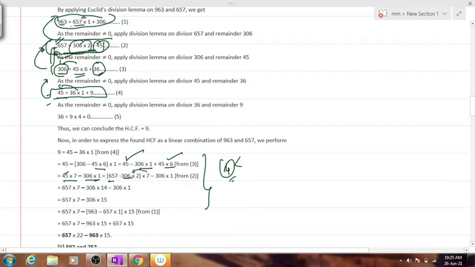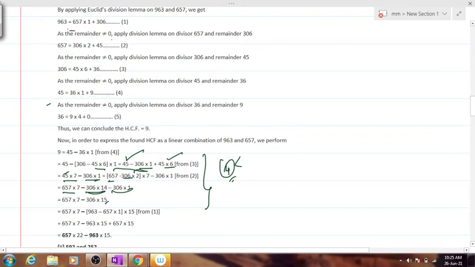And then again we'll multiply this thing both. 657, 306 into 14, and this thing remains as it is. Now this is 306 and 306 into 14 and 1, 15, yes or no? Then again this will be broken up. 306 can be written as 963 minus 657. Same thing has been written out here, and 15 remains as it is.